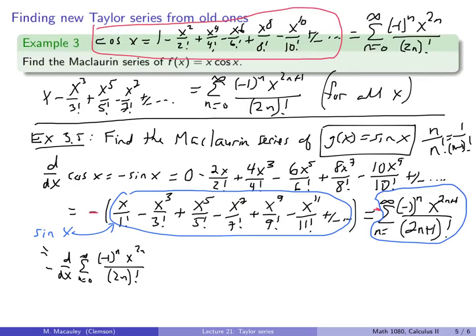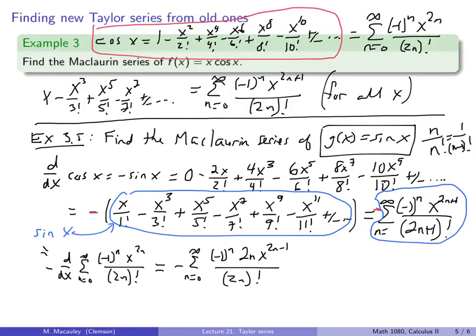Okay, so I'm just going to skip a step here. I'm going to just bring the derivative sign inside and take the derivative of each term. It's not completely obvious you can do that with an infinite series. It works with a finite series, but if you want to know the details, take Math 454. It's a great class. You'll see that and a lot more. Okay, so this is negative times the sum from n equals 0 to infinity of negative 1 to the n, 2n x to the 2n minus 1 over 2n factorial.